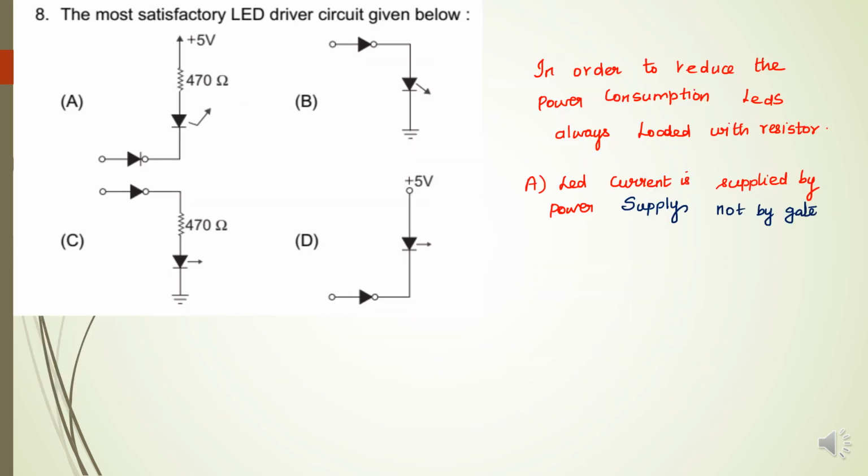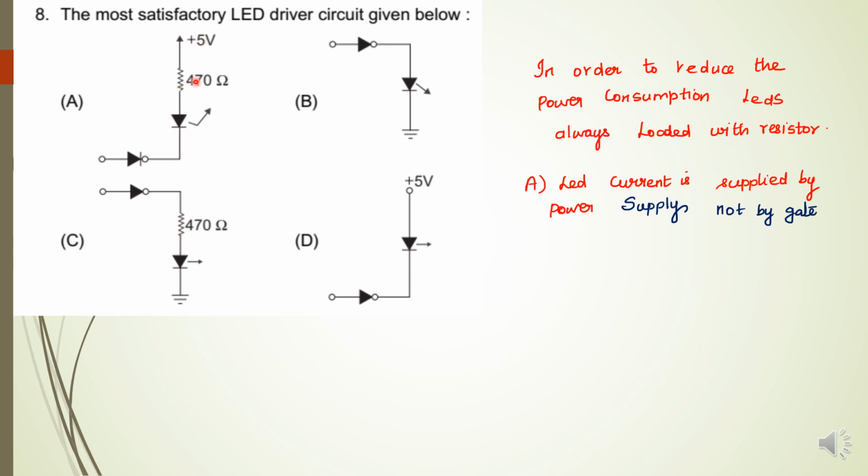Next problem, number 8. The most satisfactory LED driver in the circuit below. In order to reduce the power consumption, LEDs are always loaded with a resistor. See, in options A and C, the LED is loaded with the resistor. But which one is correct?